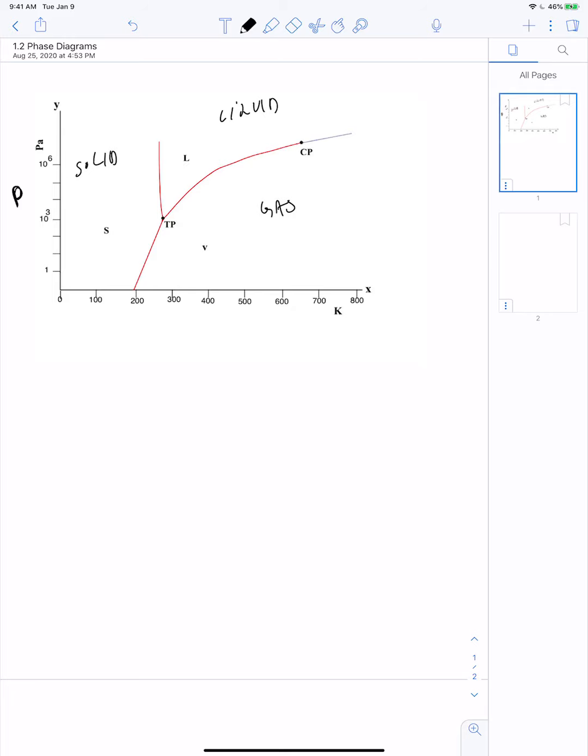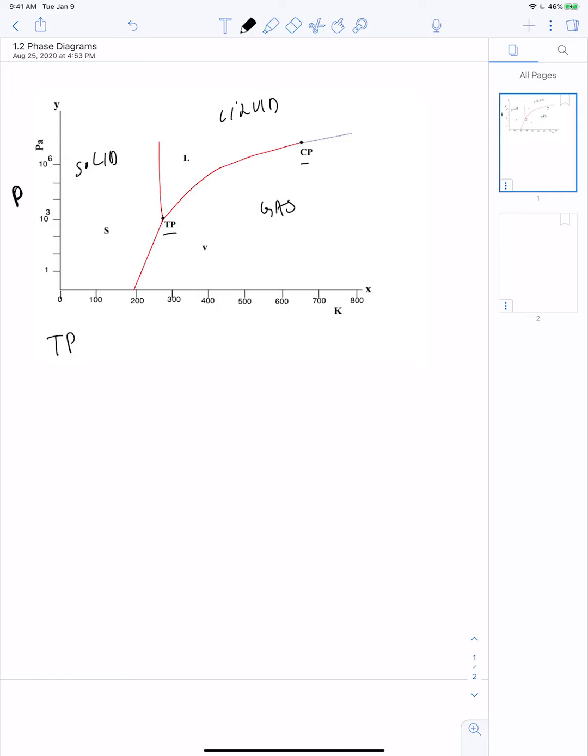And then the other thing you need to know is that if you're given a particular pressure, for example, then you should know whether, if I increase the temperature, it is going to go from a solid to a gas or a solid to a liquid. So you need to be able to follow what would happen as you change one of the variables.